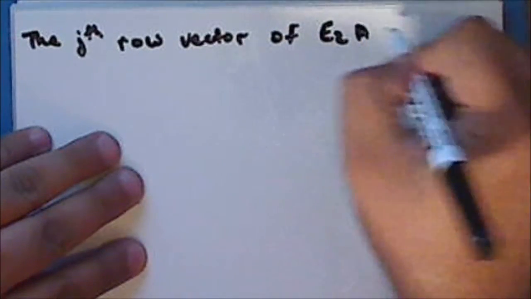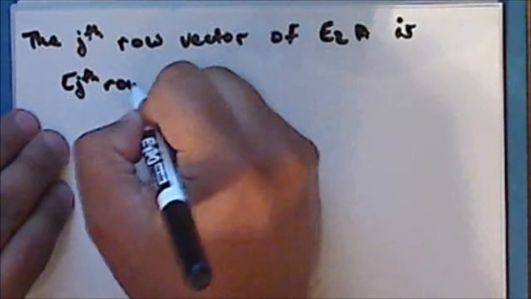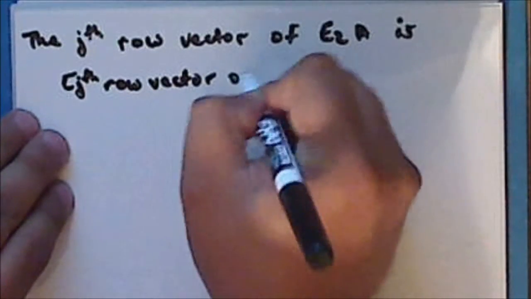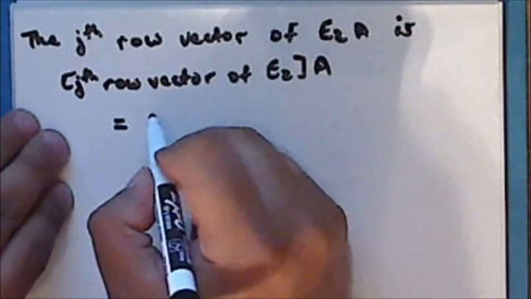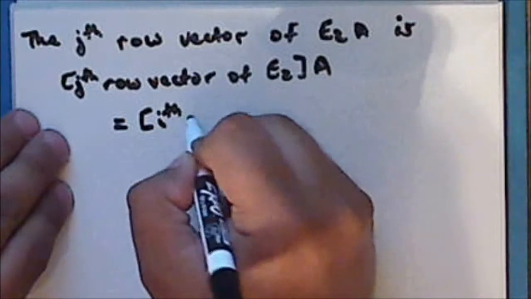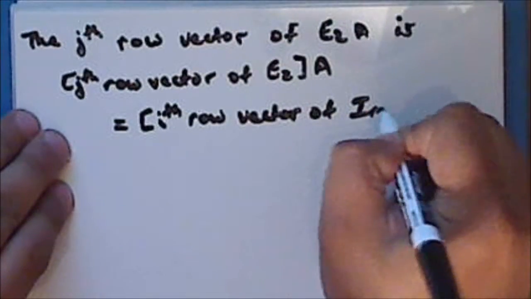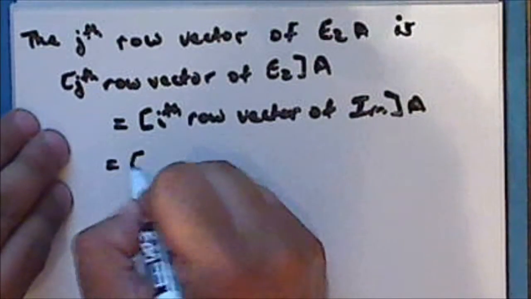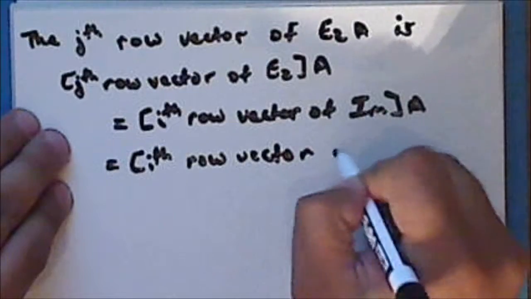Now the jth row vector of the product E sub 2 times A is the jth row vector of matrix E sub 2 times A. The jth row vector of E sub 2 is the ith row vector of the identity, and so this is the ith row vector of the matrix A.